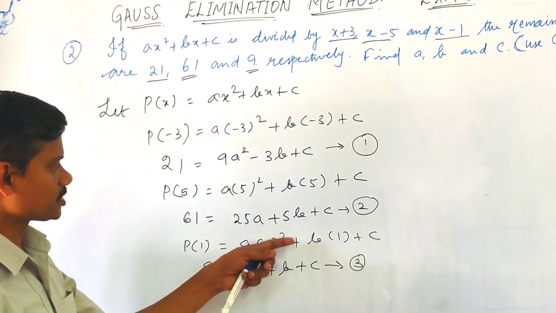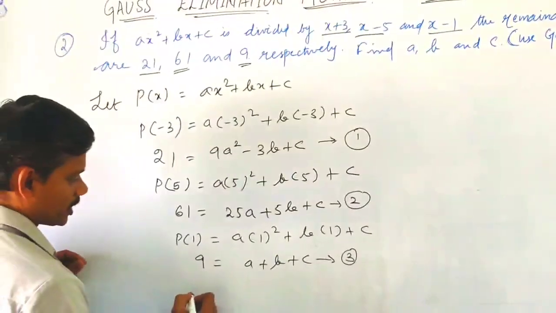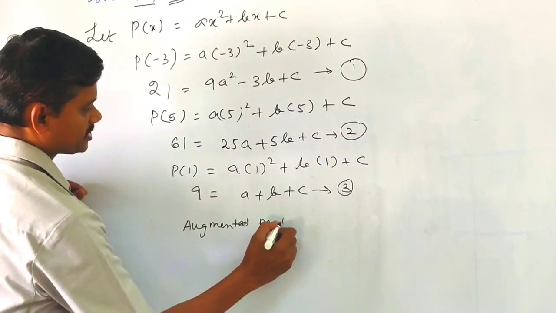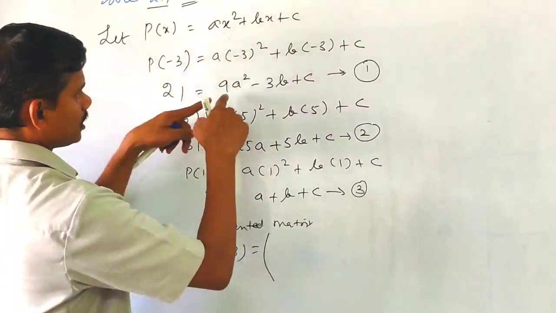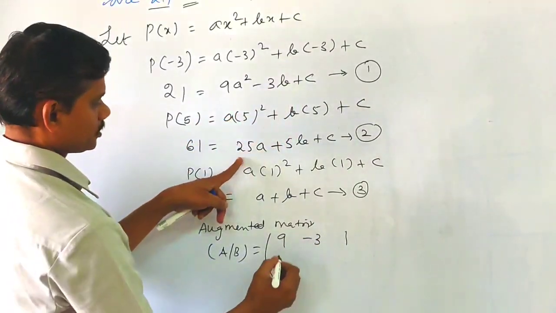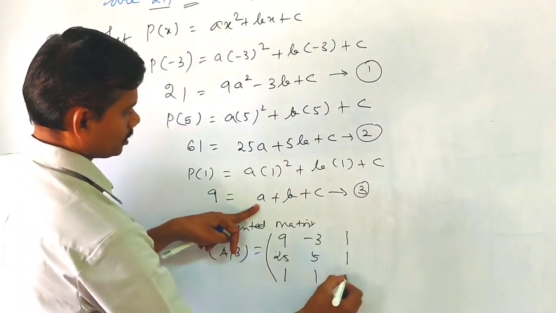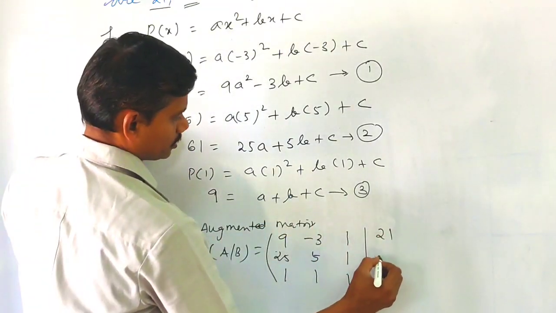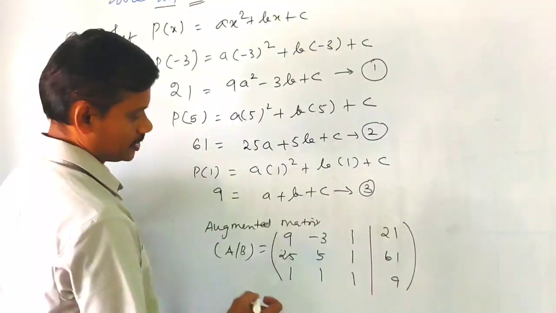So using these three equations, I am going to solve this using the Gauss elimination method. First I am going to write the augmented matrix. So the augmented matrix is A and B. A and B is equal to, I am going to write the coefficients 9, minus 3, 1; 25, 5, 1; 1, 1, 1. Then the B matrix is 21, 61, 9. Now I am going to make this in echelon form.